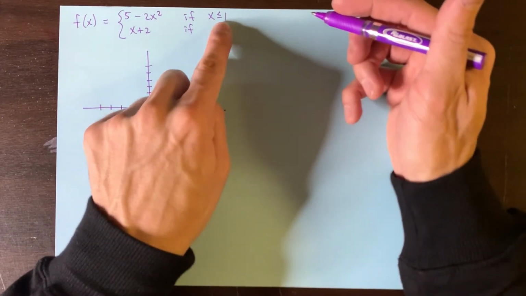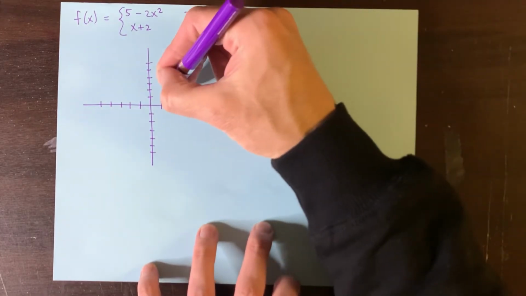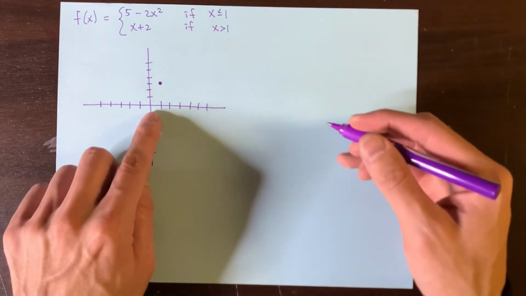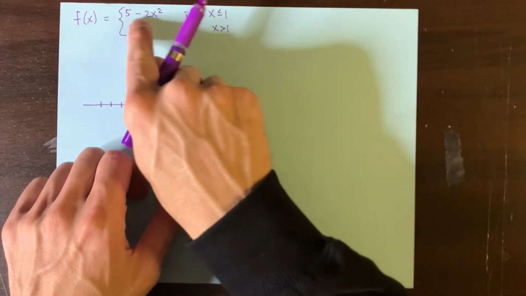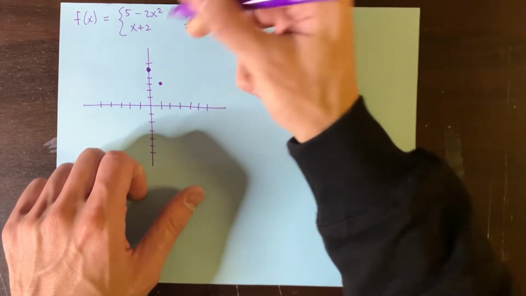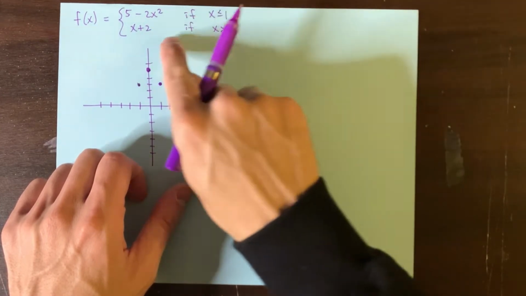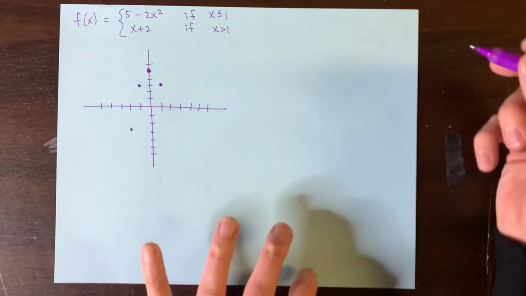So let me pick 1 and plug it in here. If I plug 1 into this, I get back 3. So I go to 1, 1, 2, 3. Now, let me plug in 0, because 0 is part of this interval. So if I plug 0 in here, I get back 5. 1, 2, 3, 4, 5. Plug negative 1 in there, you get back 3. Plug negative 2, you get back negative 3, I do believe. And so on and so forth.